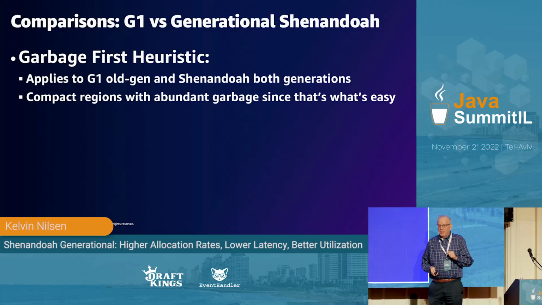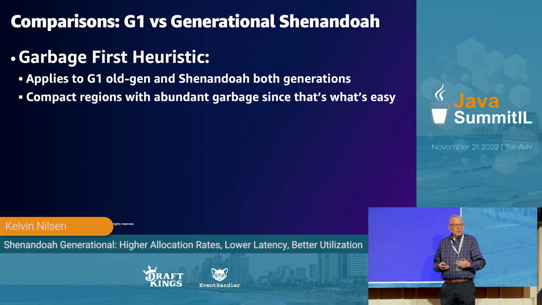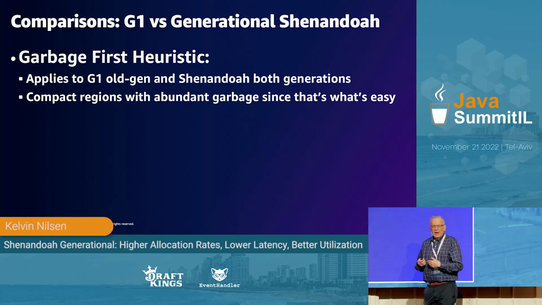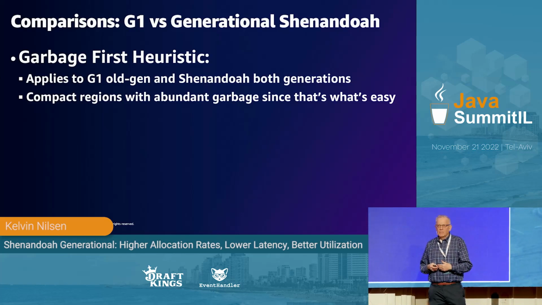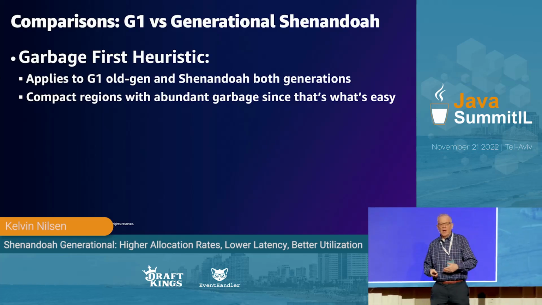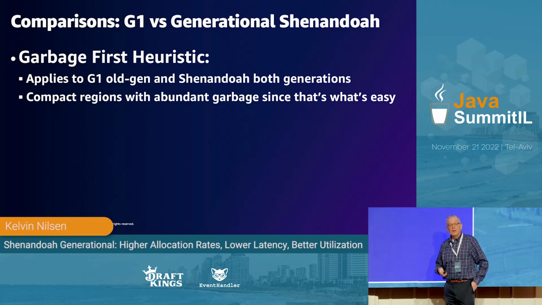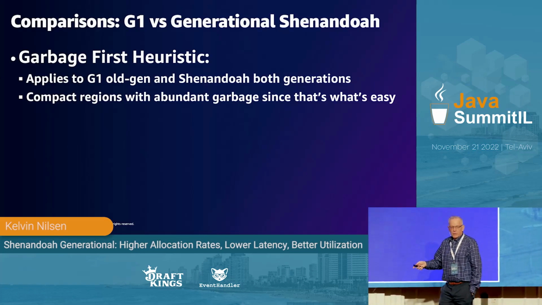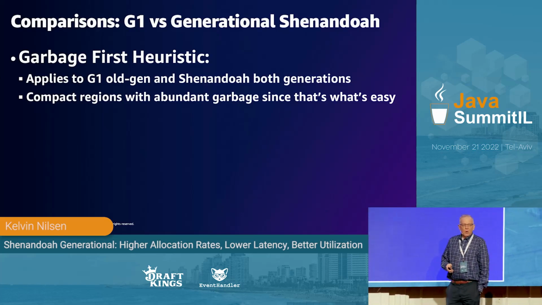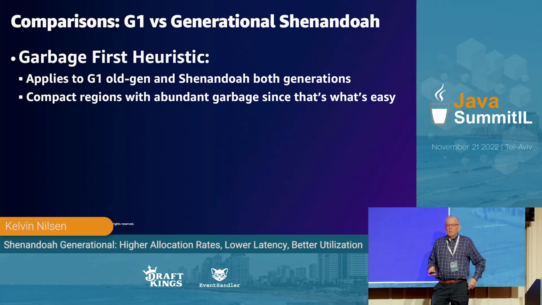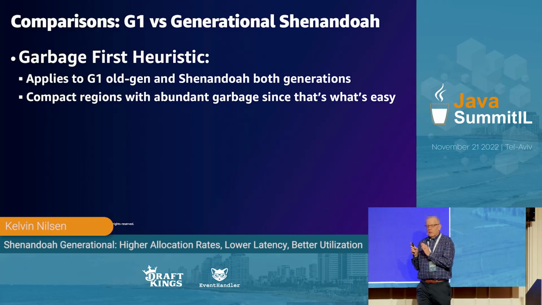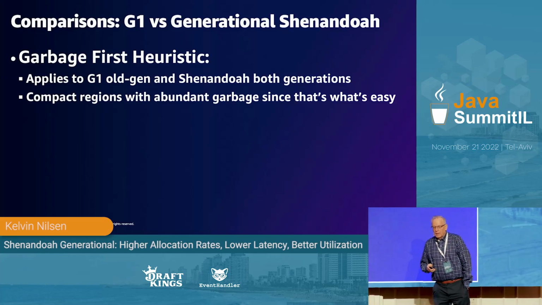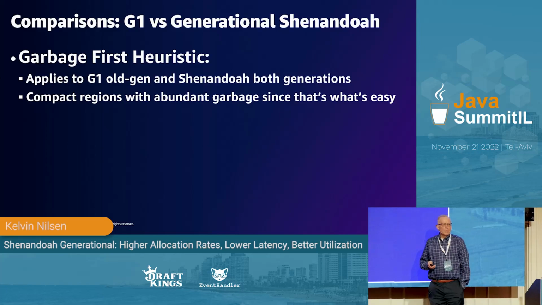Remember that G1 has this garbage first heuristic, says I'm only going to reclaim the regions that are low utilized or high garbage collection content, because those are the easy regions to collect. Shenandoah and generational Shenandoah do the same thing. When we choose a collection set, we choose regions that have low memory utilization, high percentage of garbage. That allows us to operate more efficiently.